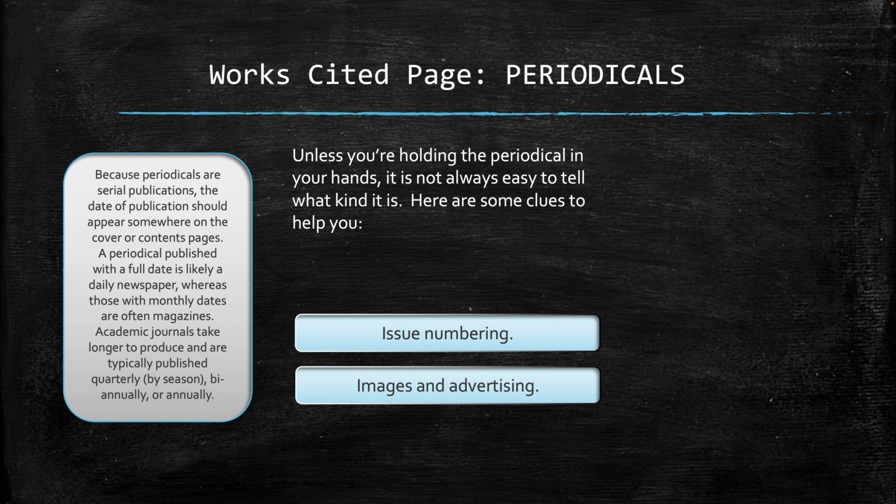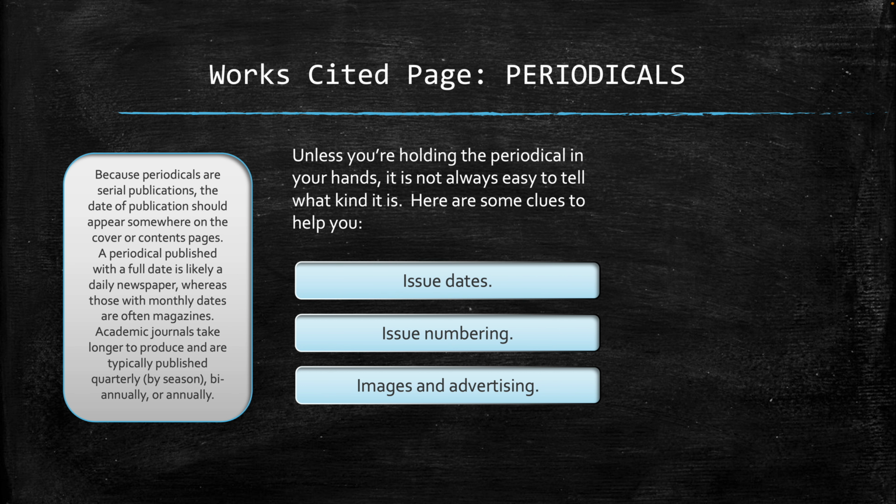Because periodicals are serial publications, the date of publication should appear somewhere on the cover or contents pages. A periodical published with a full date, that is a day, a month, and a year, is likely a daily newspaper, whereas periodicals with monthly dates are often magazines. Academic journals, however, take longer to produce and are typically published 4 times a year, or quarterly, usually by season: fall, winter, spring, and summer. Sometimes they might be published just twice a year or even just once a year.